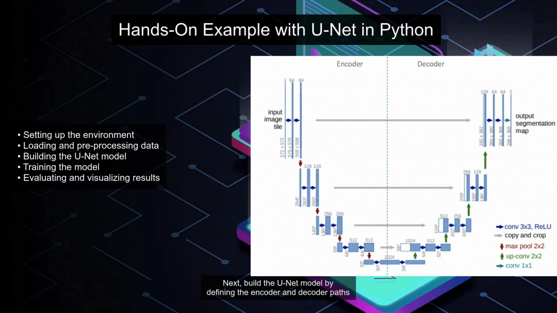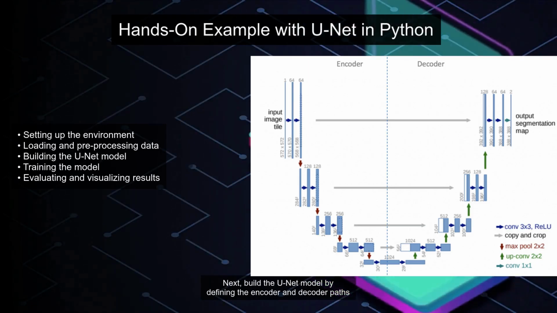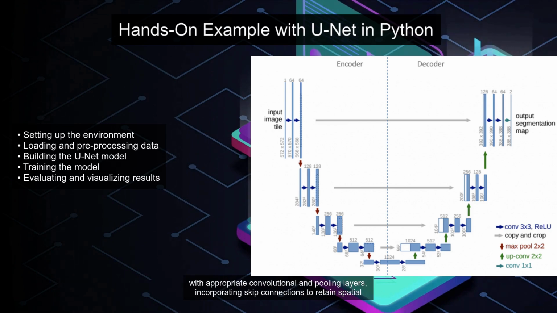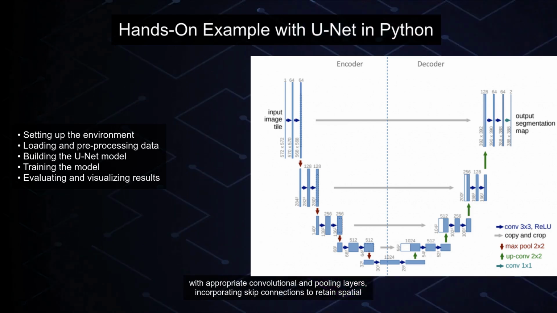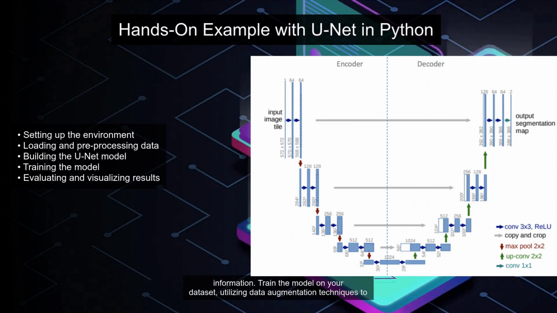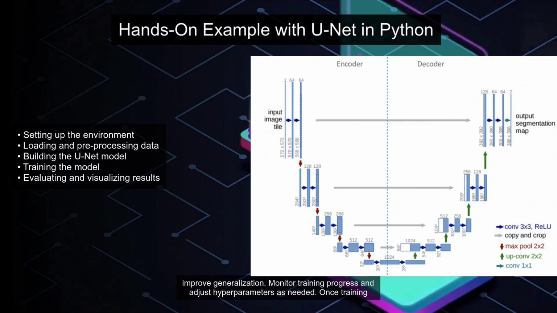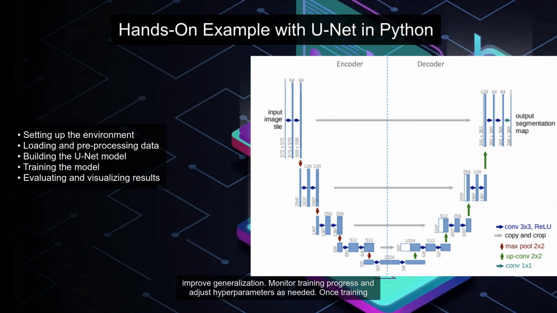Next, build the UNet model by defining the encoder and decoder paths with appropriate convolutional and pooling layers, incorporating skip connections to retain spatial information. Train the model on your dataset, utilizing data augmentation techniques to improve generalization. Monitor training progress and adjust hyperparameters as needed.